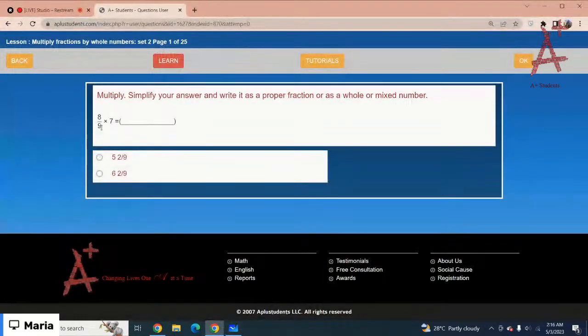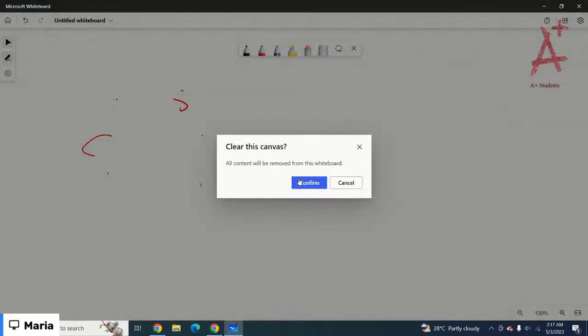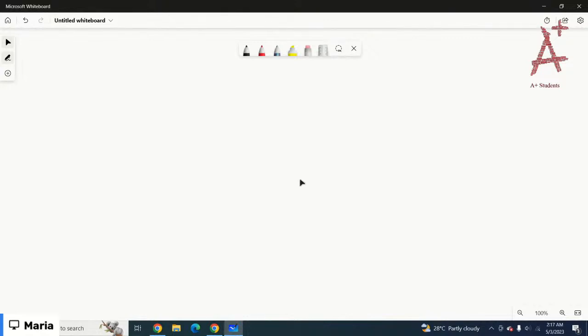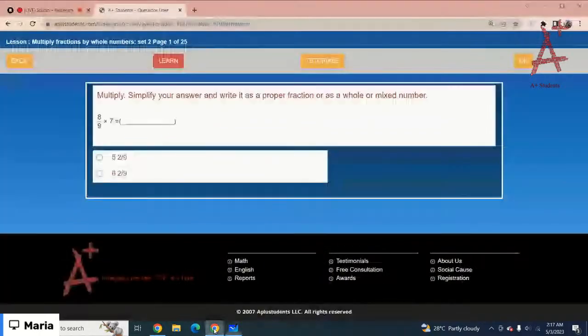So you need to do numerator times numerator and denominator times denominator. You don't have any denominator for 7, which means it would be 1. So you can do 7 times 8. 7 times 8 is 56, and you have 56 over 9. So you need to divide 56 by 9. You have to count 9 until 56. 9 times 6 is 54. So it would be 6 whole 2 over 9. Option number 2 is the correct option.